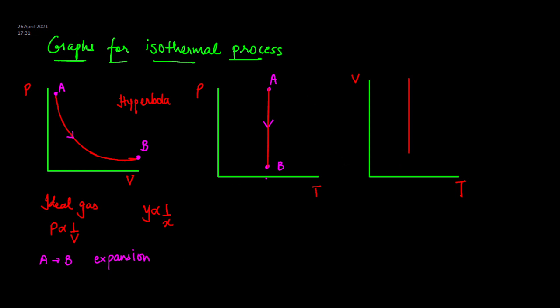So suppose one point is A. Again, A is the point where volume is less. I hope that makes sense. B is the point where volume is more. I hope everyone got that. So B will come here, A will come here. Clear?